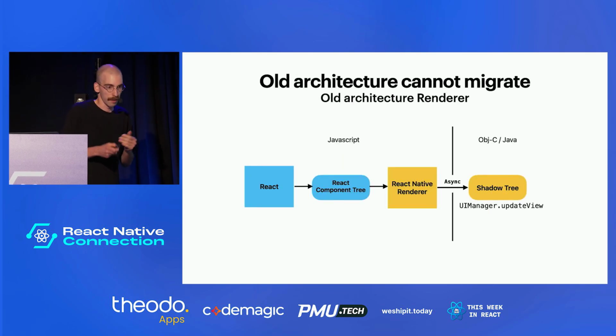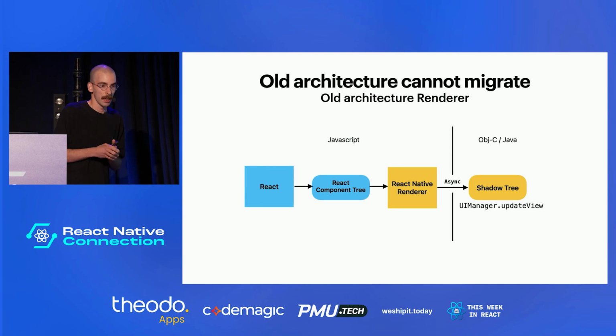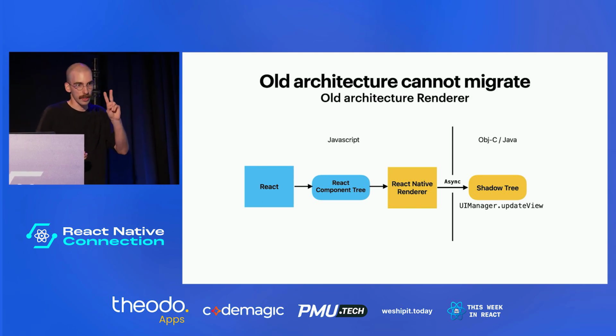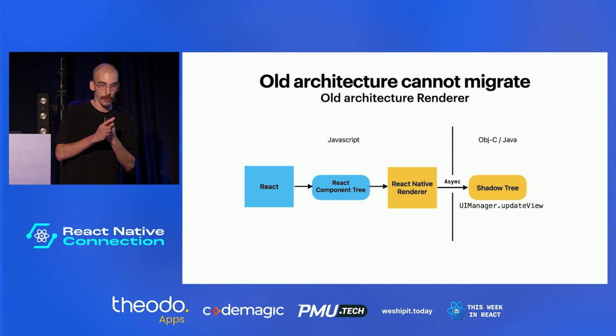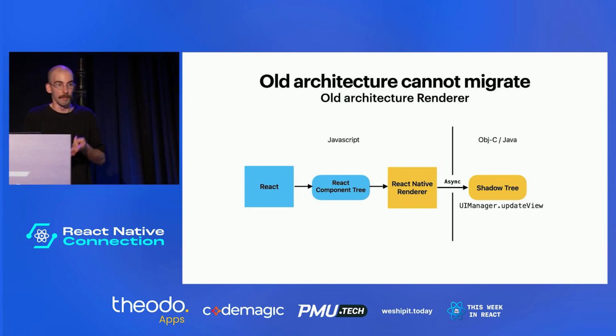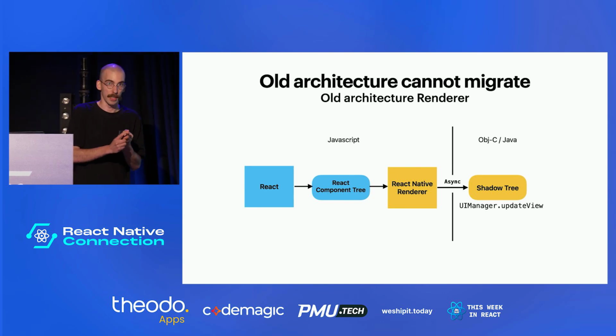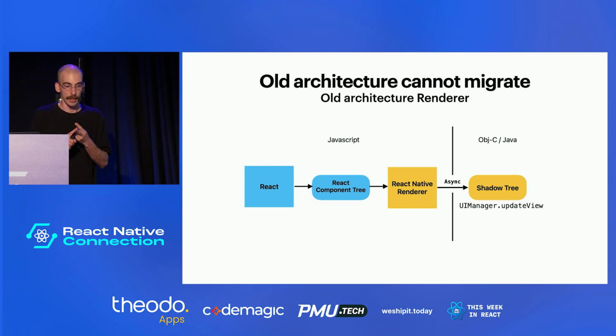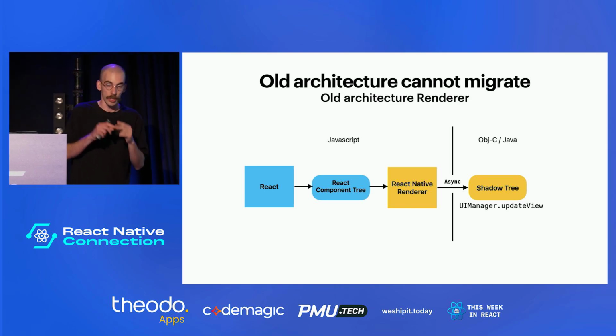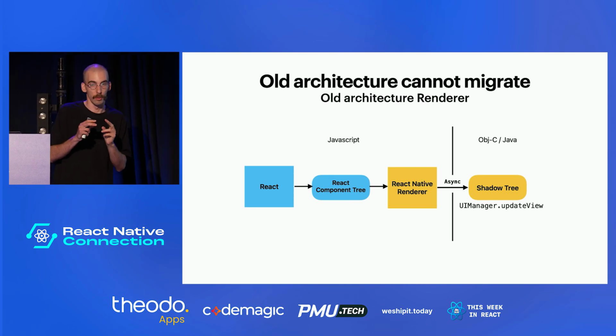Now let's look at how the old architecture works. With the old architecture, there are two key things that we need to look at. The first one is that when it builds a shadow tree, it calls a native API. And because on the old architecture, to call native APIs, we have to use the bridge, it does so asynchronously. Furthermore, the second key point is that the shadow tree, when it changes, is mutated. So we actually mutate the nodes of this shadow tree.